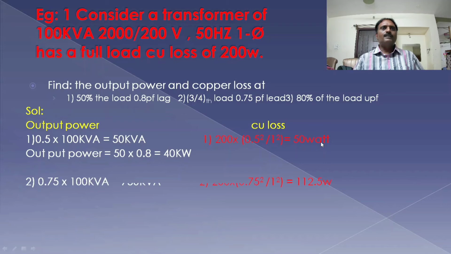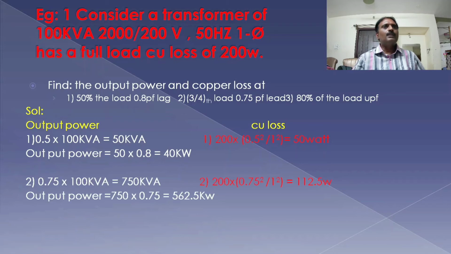Now let us consider the second case where 75% of the load, that is 3/4 of the load, 0.75 power factor lead. The full load kVA is 100, and 75% means 0.75, which gives us a value of 750 kVA, and output power is kVA multiplied by cos phi, 750 multiplied by 0.75, which gives us 562.5 kilowatts.